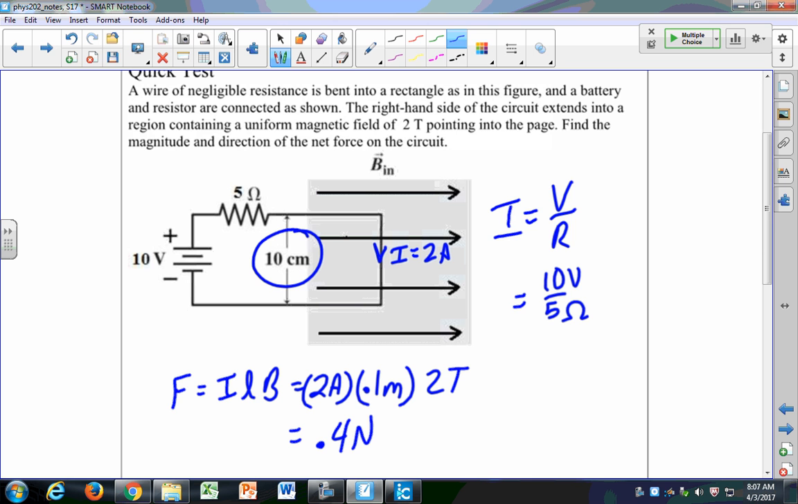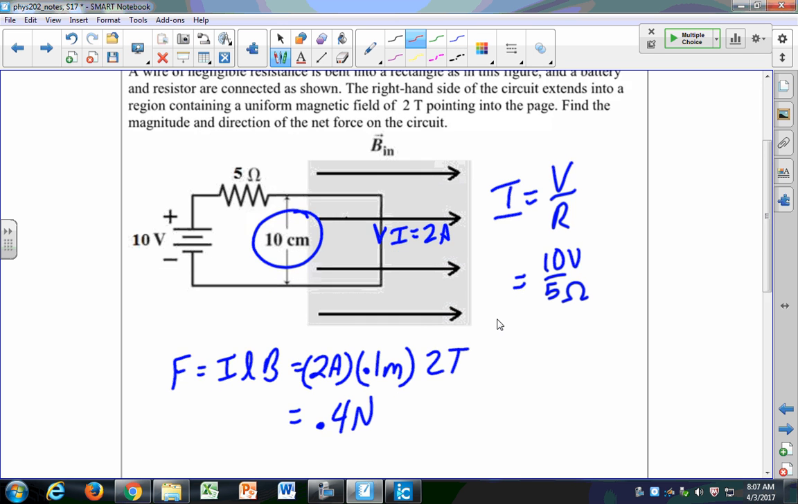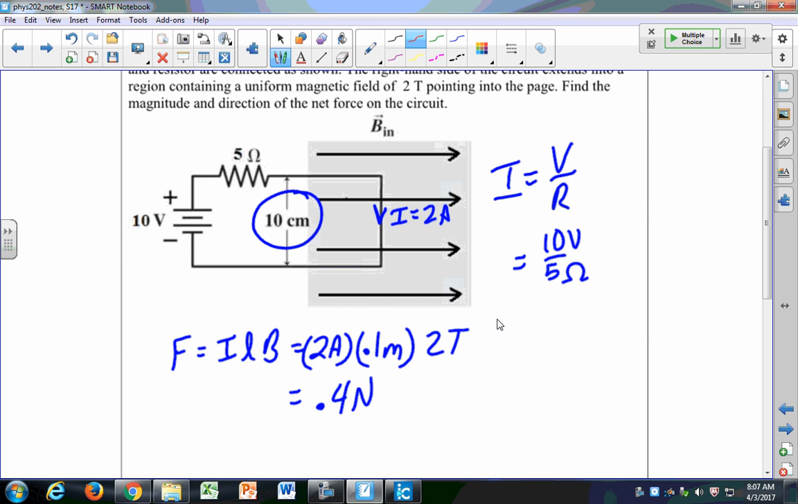What's the direction of the force? Do y'all know? Well, let's see. I is down, like that, magnetic field. So the force is going to be out of the page. It's going to be towards you. So this wire will feel a force that is out of the page.